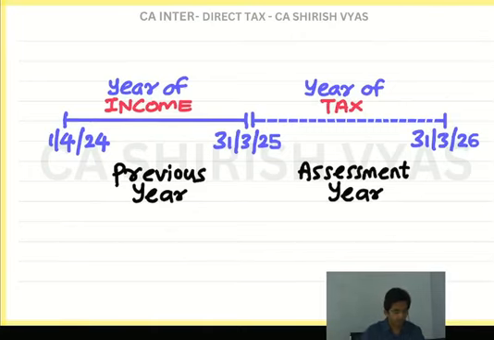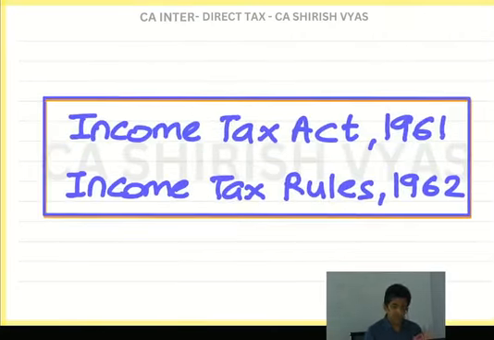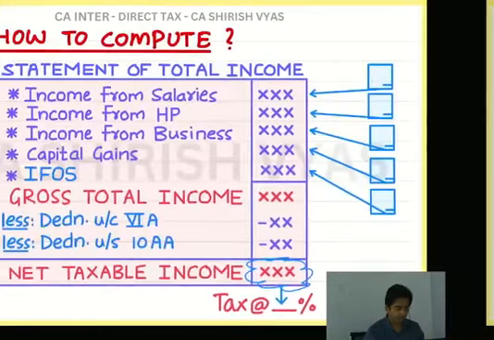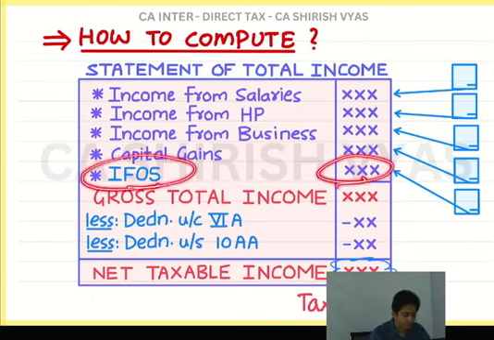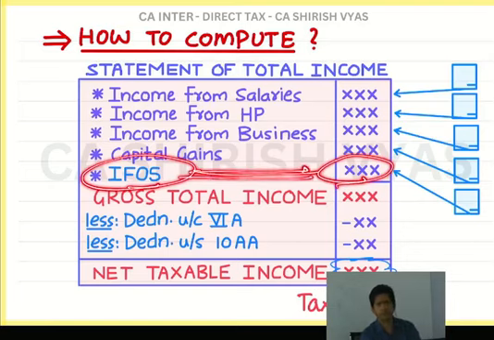Now, the first chapter will start. From this overview of the whole subject, tell me, which topic do you think I am going to start with now? Yes, obviously a student will think that sir will now start income from salary, but no. The best topic to start with is income from other sources. I know you will find it a little weird, but trust my experience.